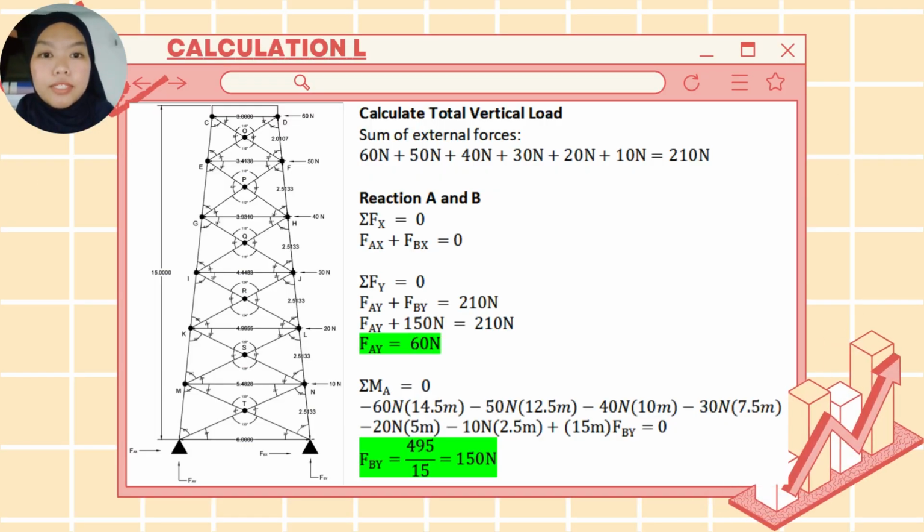Okay, next we present the calculation of the lattice truss tower. Firstly, we find the external force. The total external force is 210 Newton. Next, I will find the reactions at A and B. A and B are pin connections.